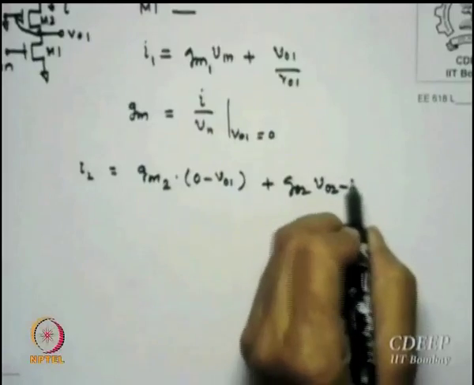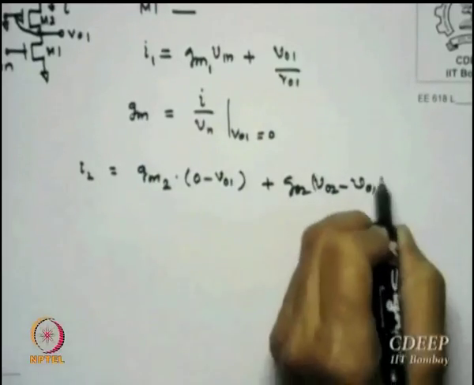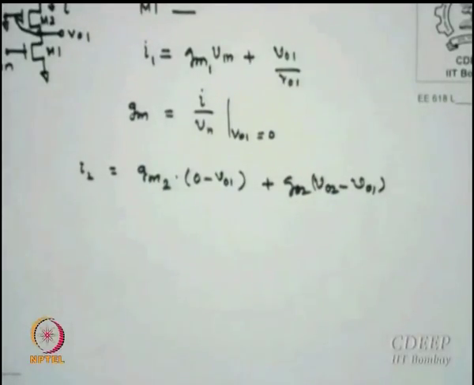Oh, sorry, sir. You are right. You are perfectly right, VDS. I am very sorry. You are perfectly right. ro is go2. 1 upon ro is go.